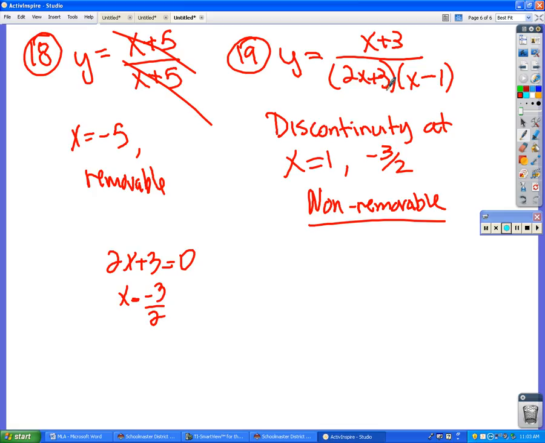The piece that many of you are missing in your brains is, why do I do the opposite? I chose negative 3 over 2 because if I plug in negative 3 over 2 for x, then it'll all cancel out. It'll make 0, because this 2 right here will cancel with that 2, which will leave me with negative 3, and negative 3 plus 3 is 0.